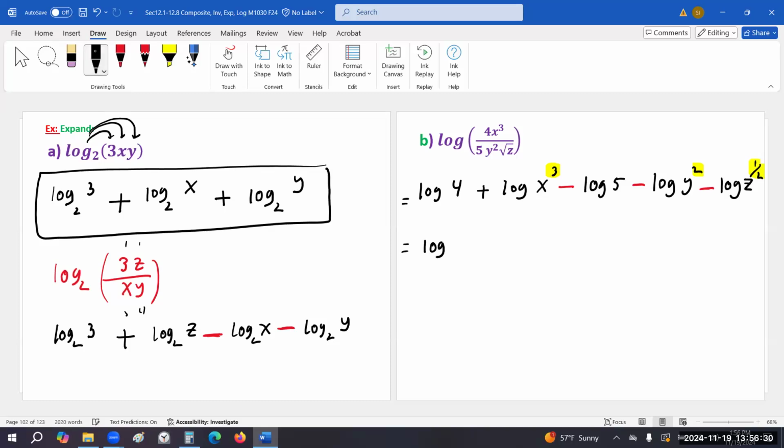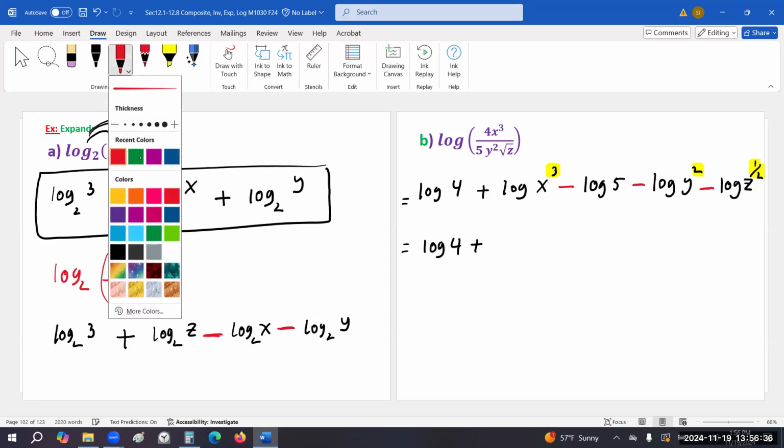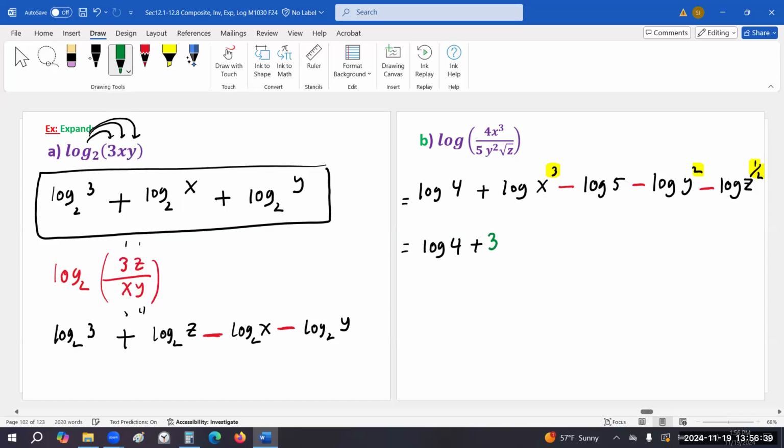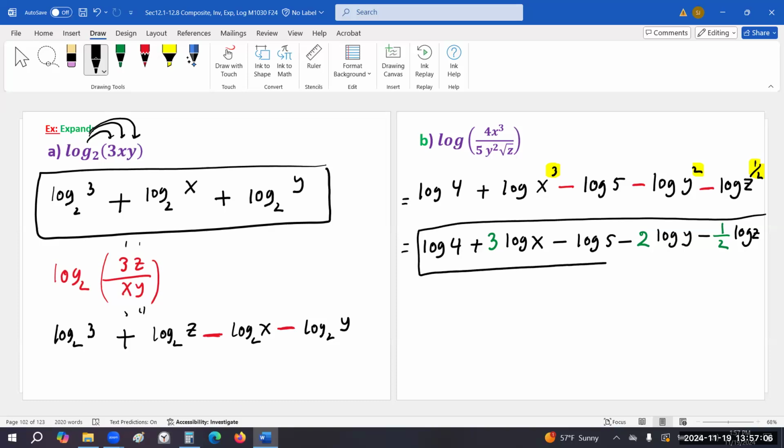Now we'll move on. 4 plus 3 log x. So let me change the color. 3 comes down. We get log 5 plus 3 log x, minus 2 log y, minus 1/2 log z. And now this is the final answer, because it cannot simplify anymore.